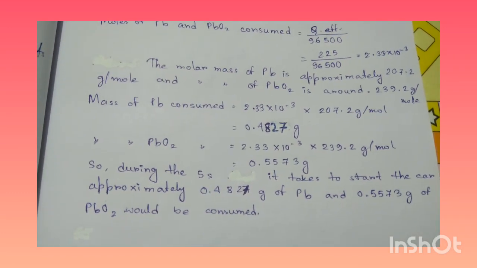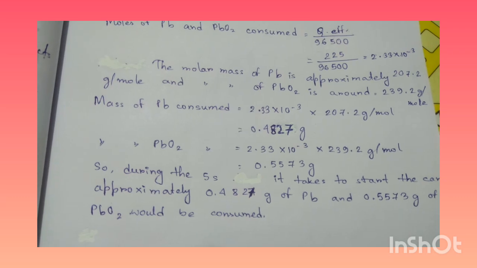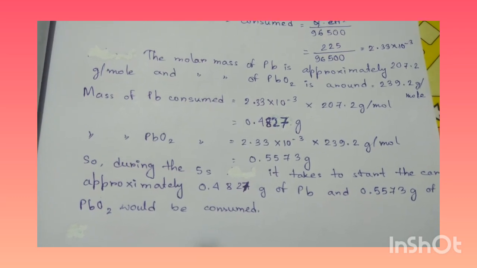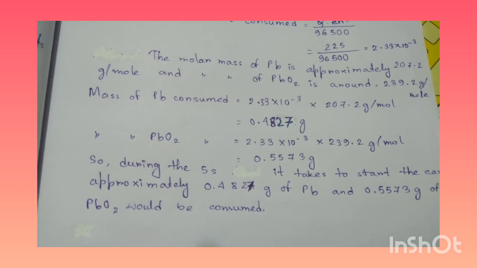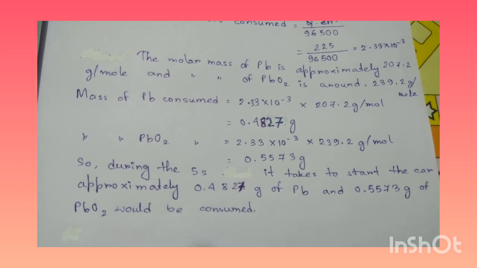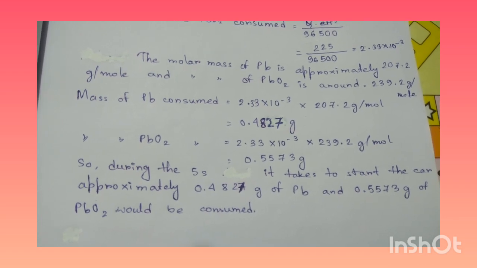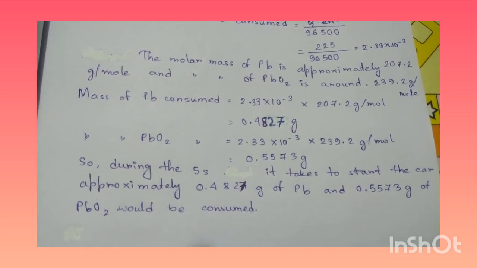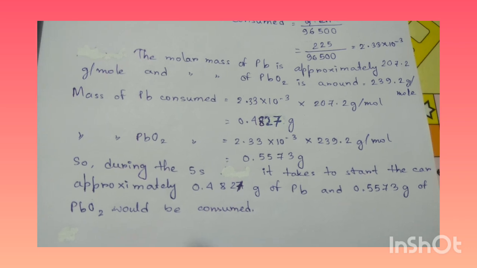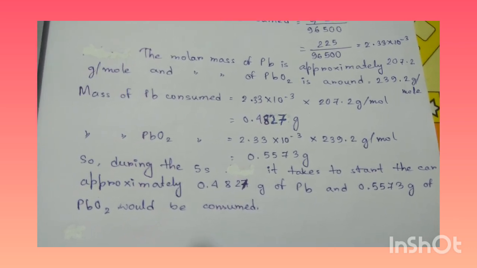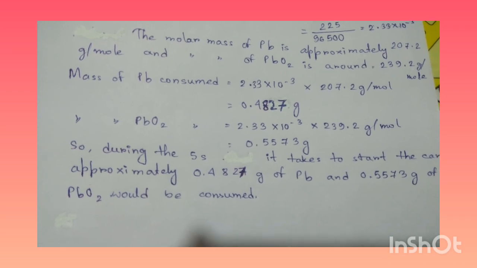So here we have to find the mass of Pb consumed, which is equal to moles of Pb consumed into molar mass of Pb. So 2.33 into 10 to the power minus 3 into 207.2 gram per mole is equal to 0.4827 gram. Mass of PbO2 consumed is equal to 0.5573 gram.